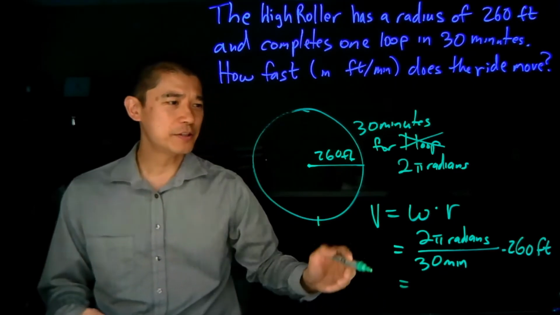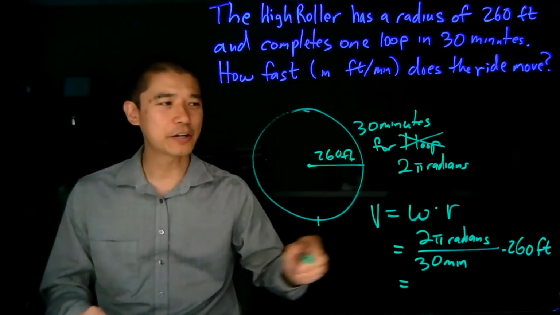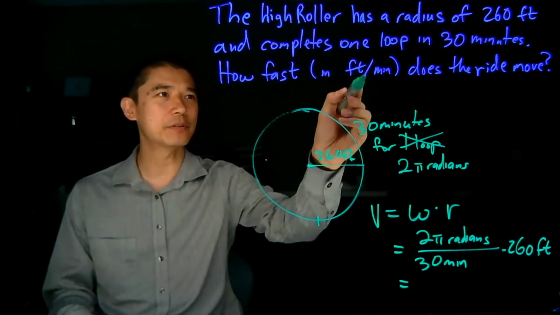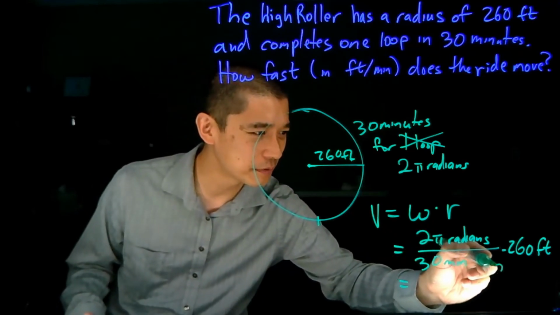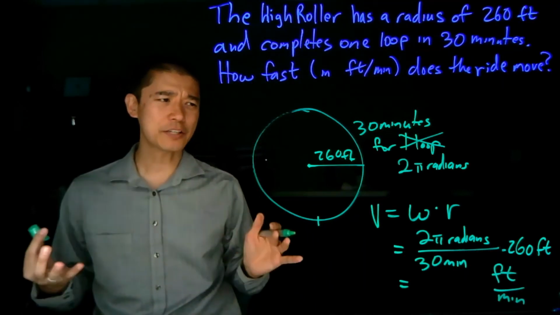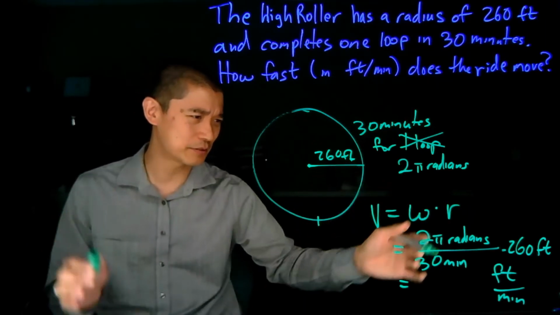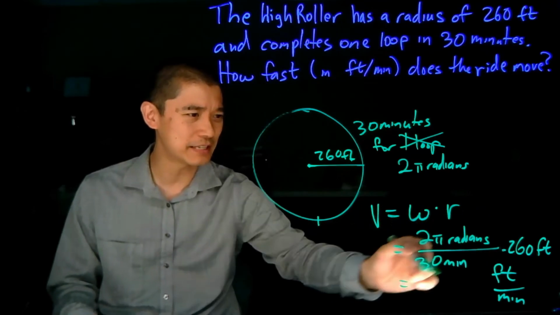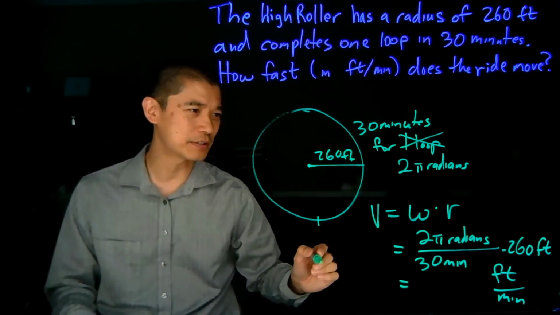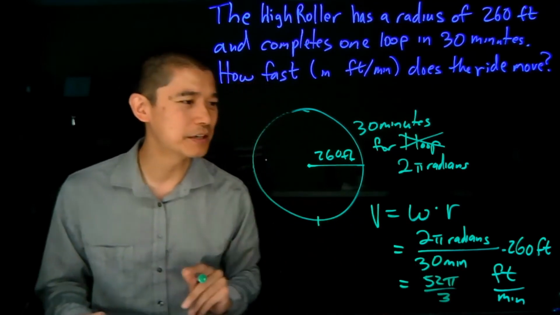If we think about the units here, remember that the radians are a pure unit. So in the final answer, they're not going to show up. And we have feet per minute, which is the exact same units we want in this problem. Feet per minute. And the rest is just to do the calculation. So 2 pi over 30 times 260. If we do some manipulation, we'll cancel out the 10. 2 times 26 is going to be 52. So it'll be 52 pi over 3 feet per minute.